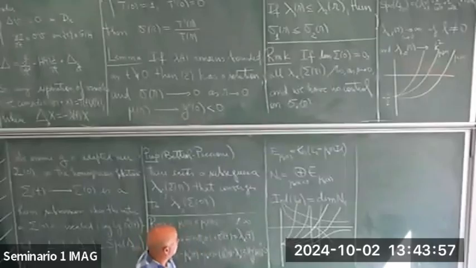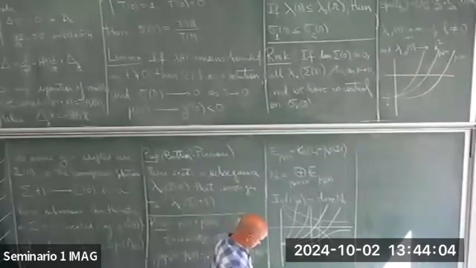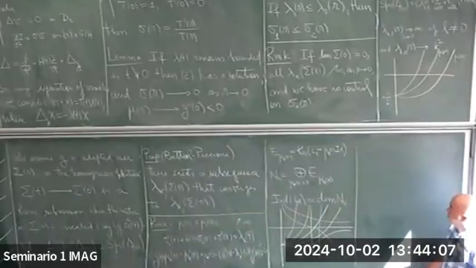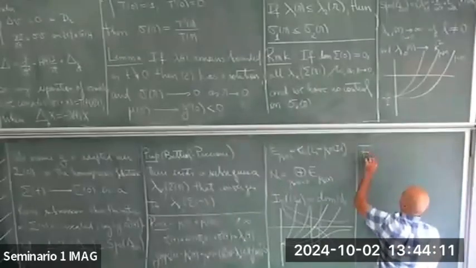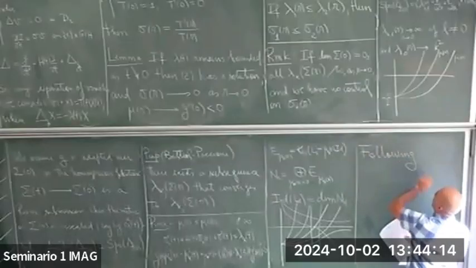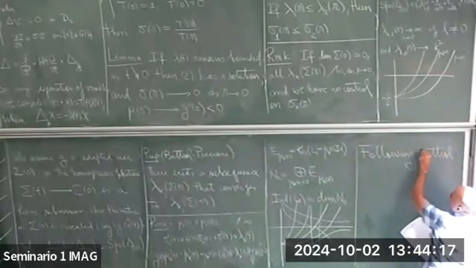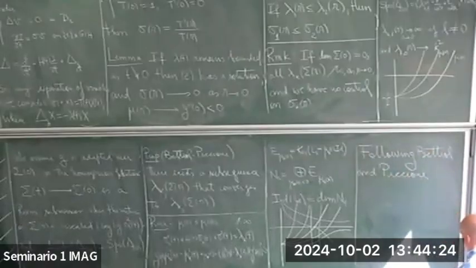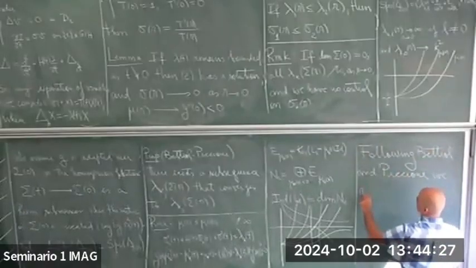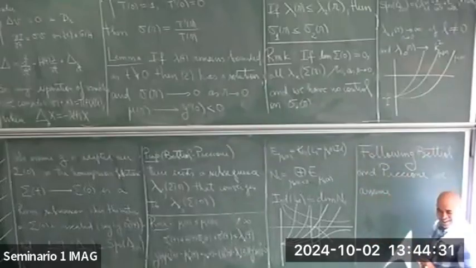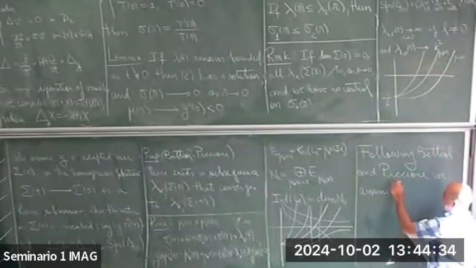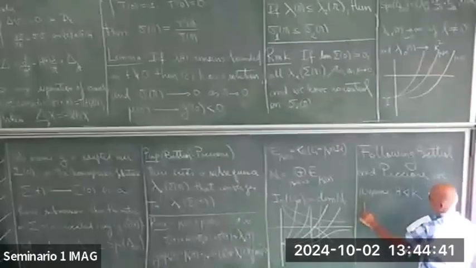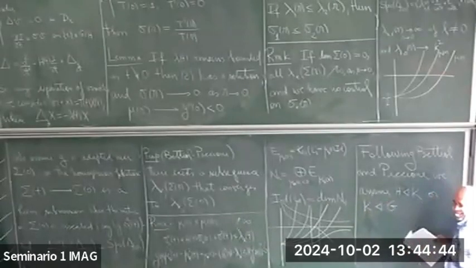All right. Time to finish. Okay, so, following Betjon and John, we assume that H is a normal subgroup of K, or K is a normal subgroup of G. That's the case.